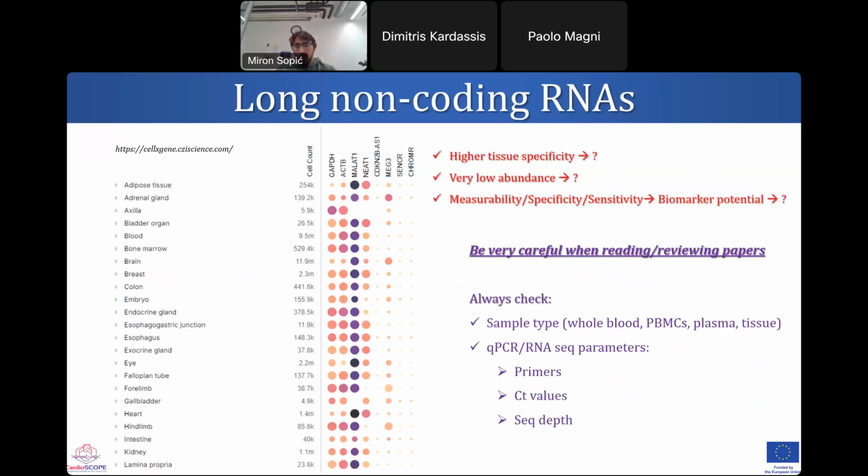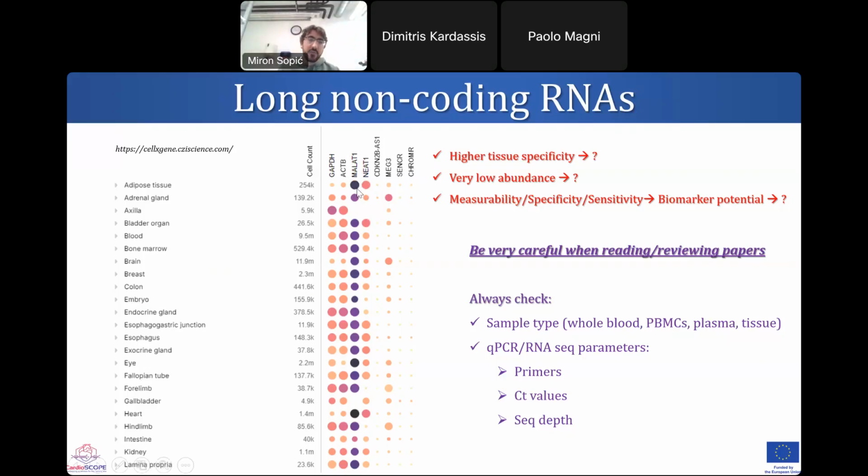So this is from Tabula Sapiens. This is single cell sequencing data. And I put here GAPDH and actin beta, which are genes that you are probably familiar with. They are housekeeping genes. And then I put some random long non-coding RNAs that are mostly associated with atherosclerosis or cardiovascular disease in the literature.